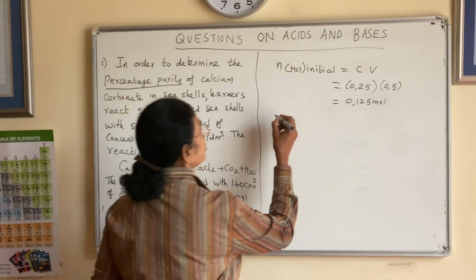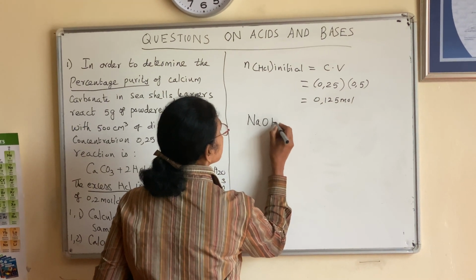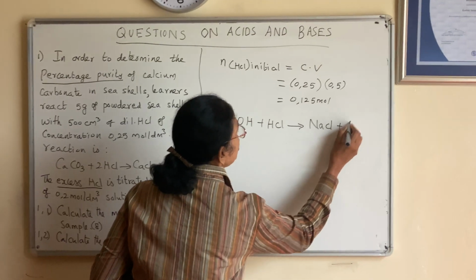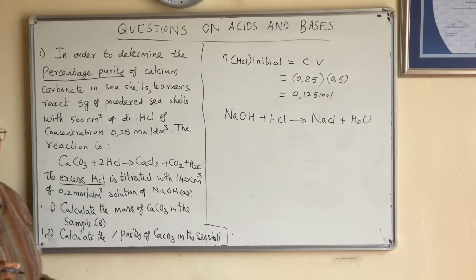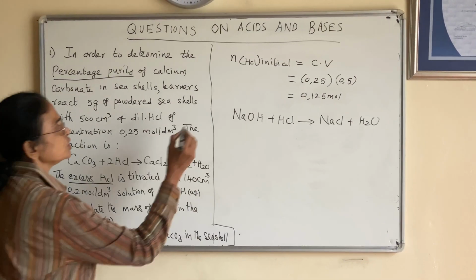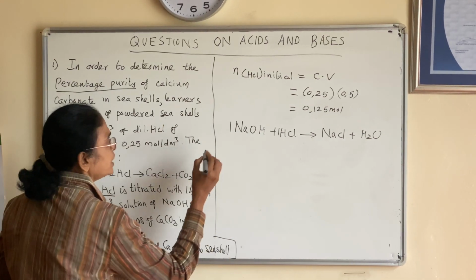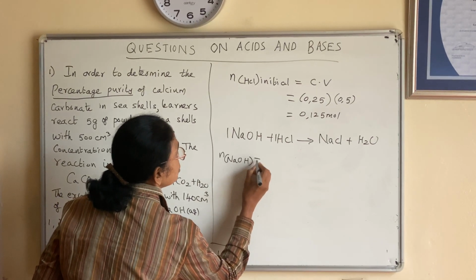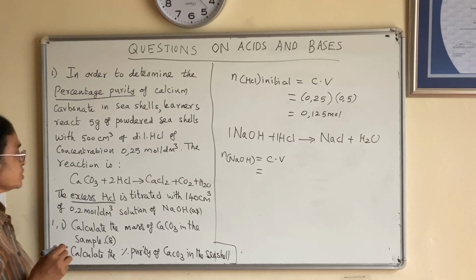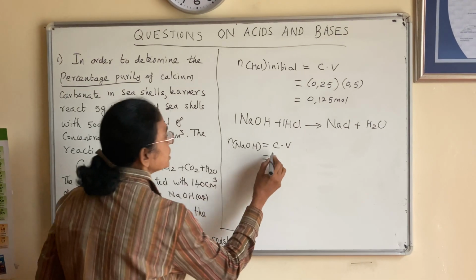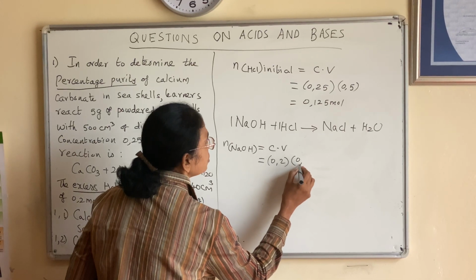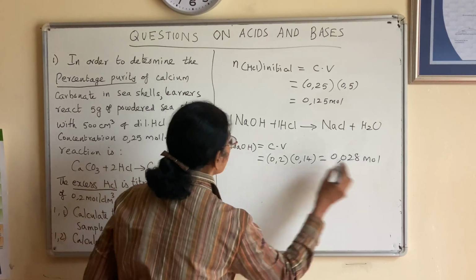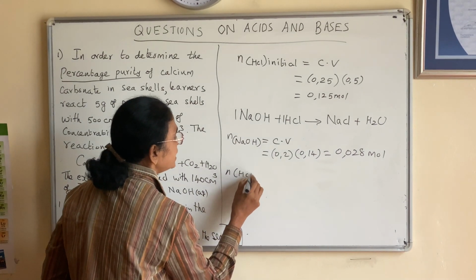Now we are going to write down the equation for NaOH and HCl. It has a mole ratio of 1:1. So if you know the number of moles of NaOH, we also know the number of moles of HCl because the mole ratio is 1:1. Let's find out the number of moles of this sodium hydroxide. The formula is C times V. What is the C here? 0.2. What is the volume here? 0.14. When you do the calculation, what do you get? 0.028 moles. That means the number of moles of HCl excess.